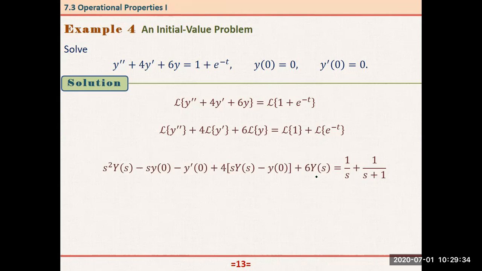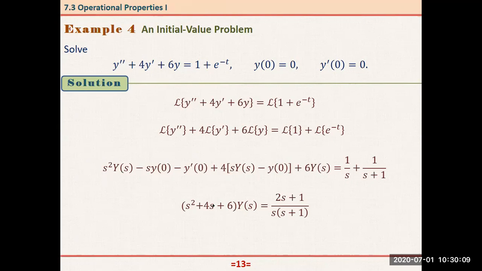Okay. Next step is, what we got here is an algebraic equation in capital Y of s. So I'll try to make capital Y of s the subject of this formula. So we have to isolate this and leave it alone on the left hand side, take everything else on the right hand side. And also by using these initial conditions, y of 0 equals 0, so this will disappear, y prime of 0 equals 0, and also this will disappear. What we have here is s squared, right? And this is 0, and that's 0.